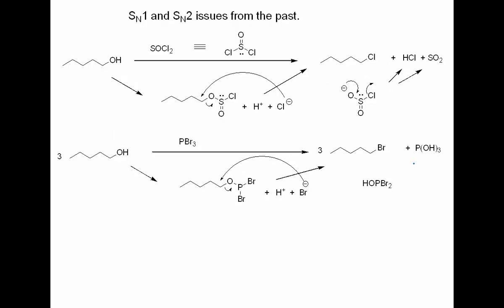Okay, what about SOCl2 and PBr3? Well, what they do is something kind of similar to what we're doing with tosylates. So SOCl2 is this compound right here, okay?